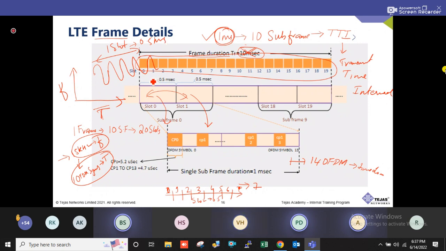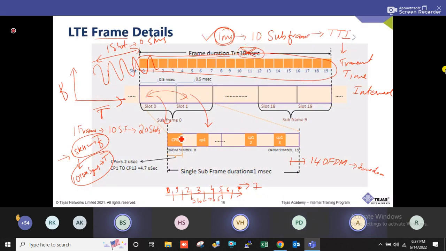Have 7 symbols. Correct. 7 symbols. One subframe has 2 slots, which means 14 symbols. Correct. Exactly. OFDM symbol. Exactly. Very good. That's what it is. So now you understand the time side. Now you understand the frequency side, right?